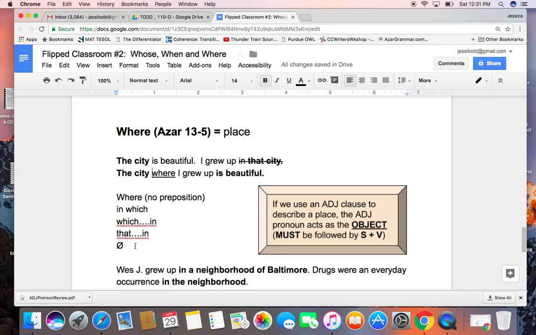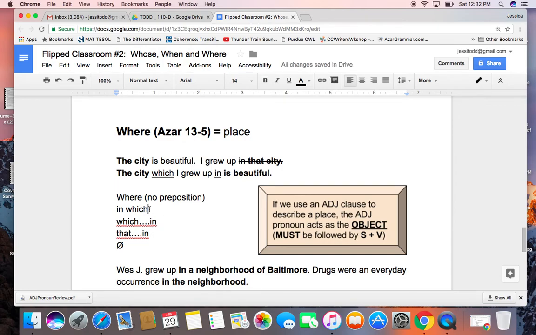Okay. We also have some other choices for talking about a place. Okay. We can say the city in which I grew up is beautiful. Again, if we want to use that preposition, we can use it here. We can also say which. The city which I grew up. Notice we're going to put the preposition here after the end of the adjective clause. The city which I grew up in is beautiful.